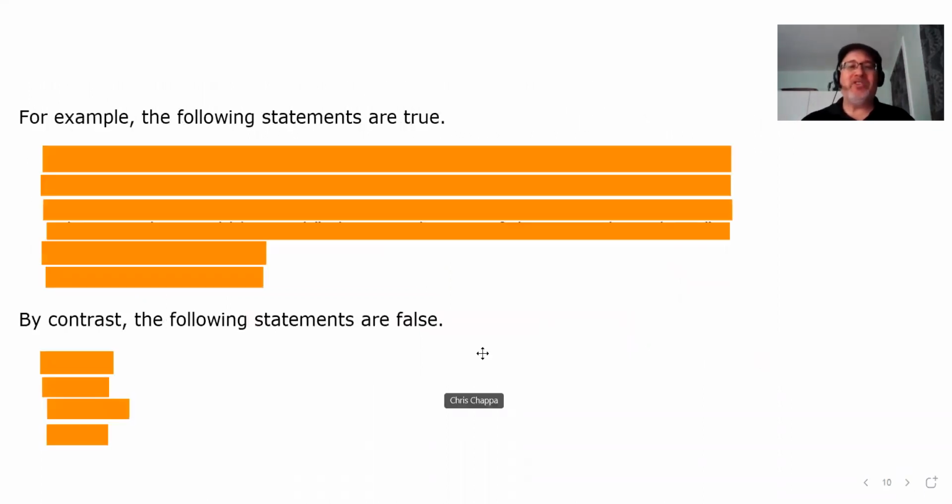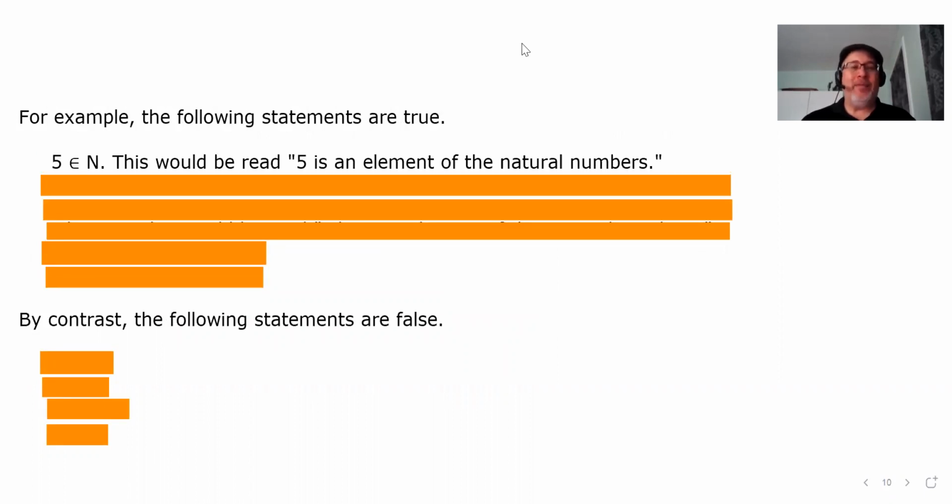For example, the following statements are true. 5 is an element of the natural numbers. This statement symbolically would be read, 5 is an element of the natural numbers, which is a true statement. Natural numbers are the numbers you count with, and when you count, you do say the number 5.